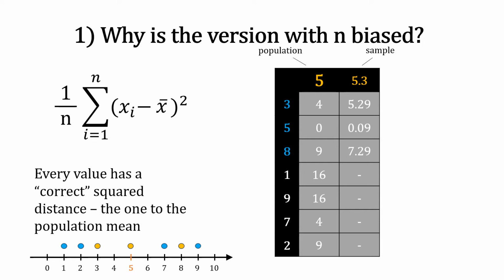Let's use a different sample, 3, 5, and 8. You see that it's closer this time, but the sum of the values using the sample mean, 12.67, is smaller than the sum of the values using the population mean, 13. Let's do one more, 9, 7, and 2. Again, the sum of squares in the left column is bigger than the right column, 29 to 26.